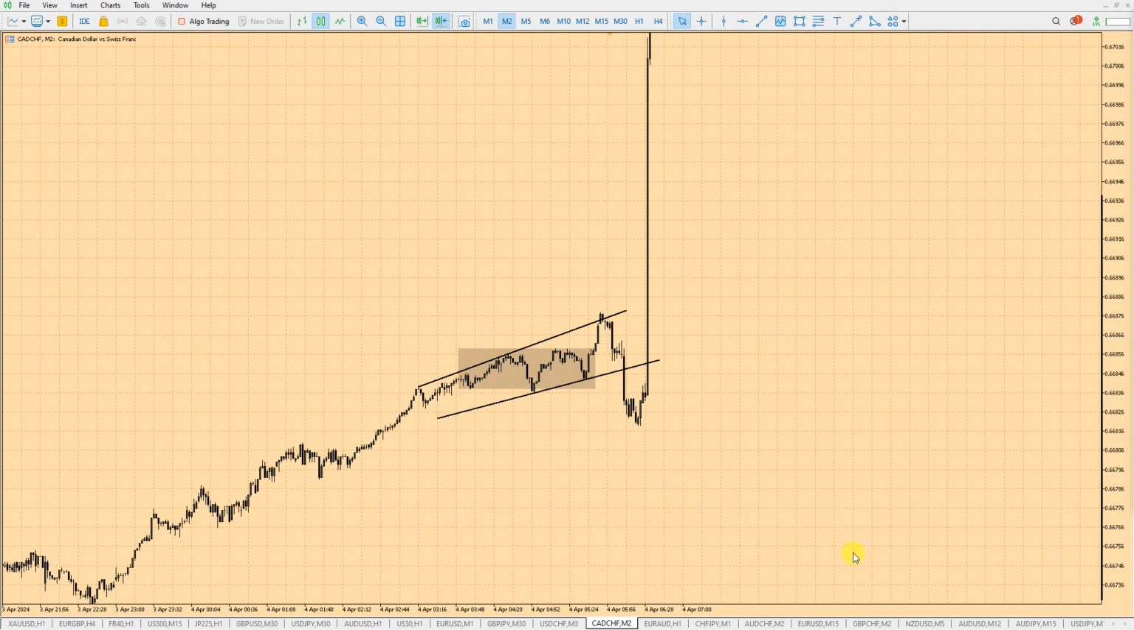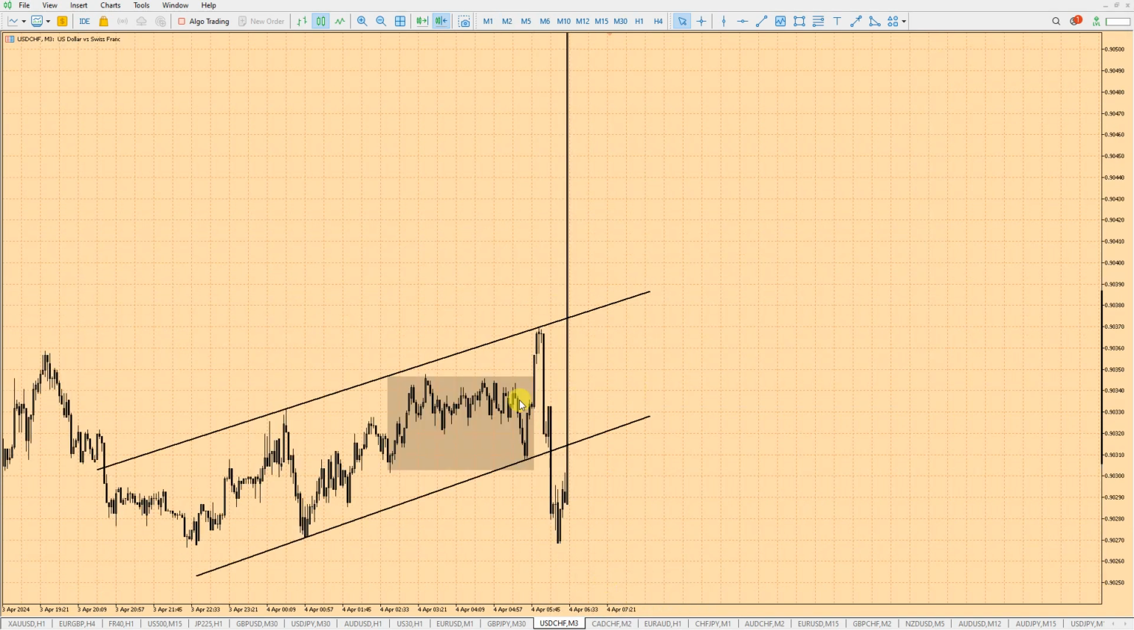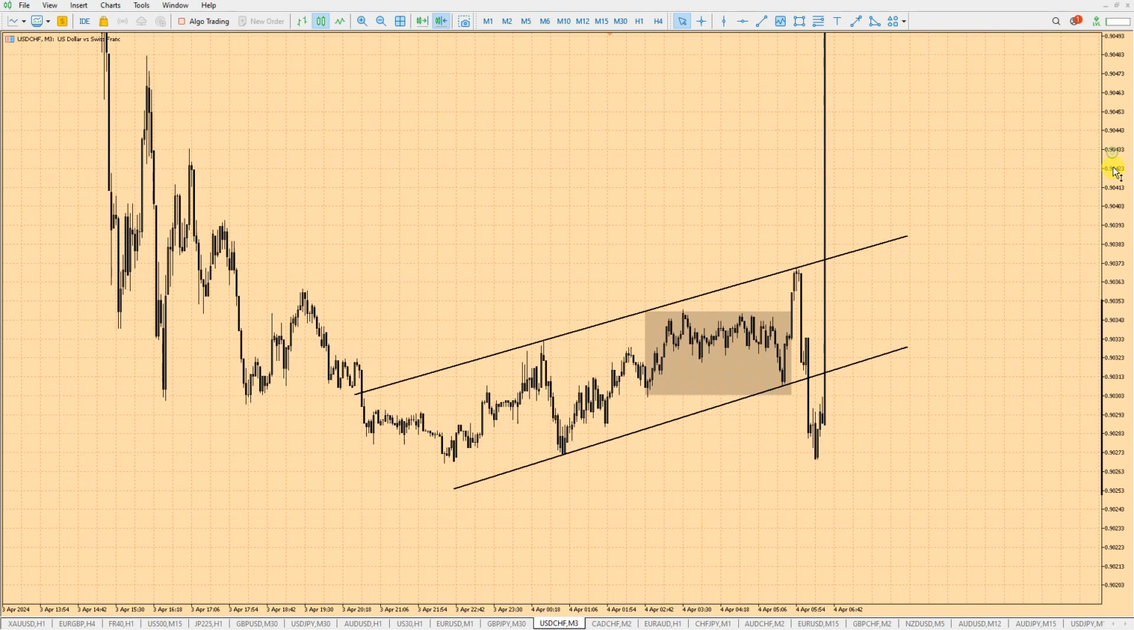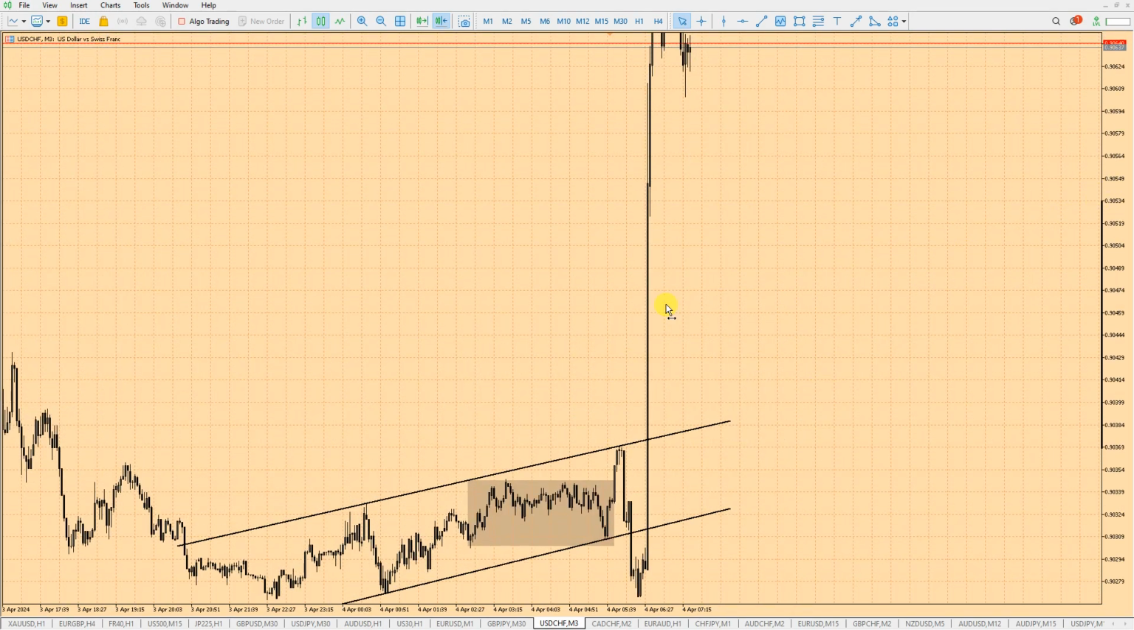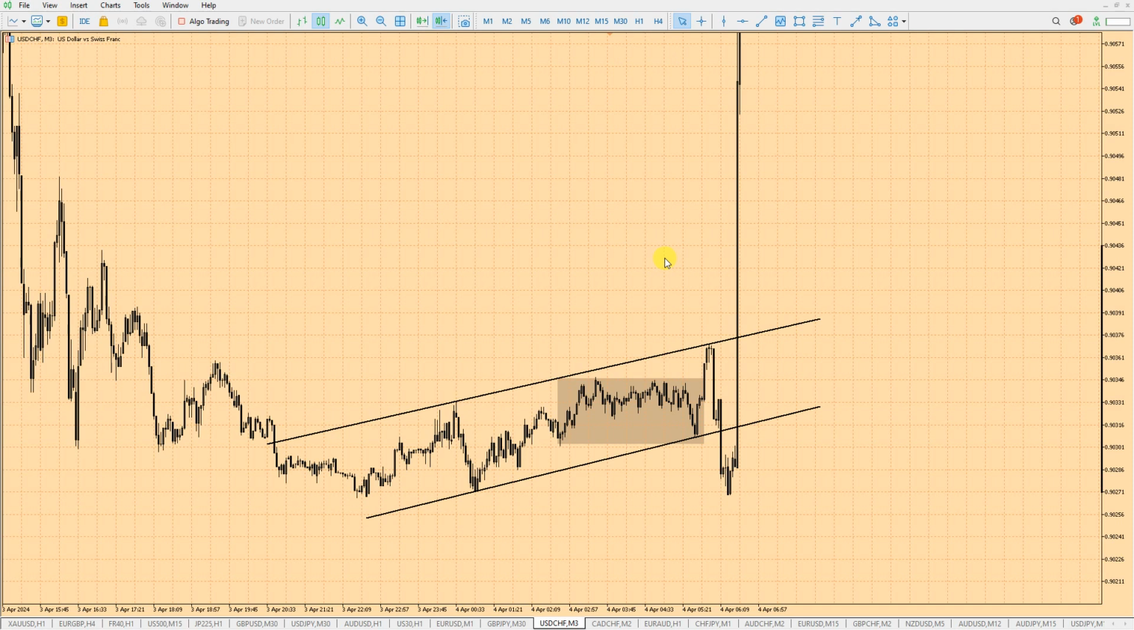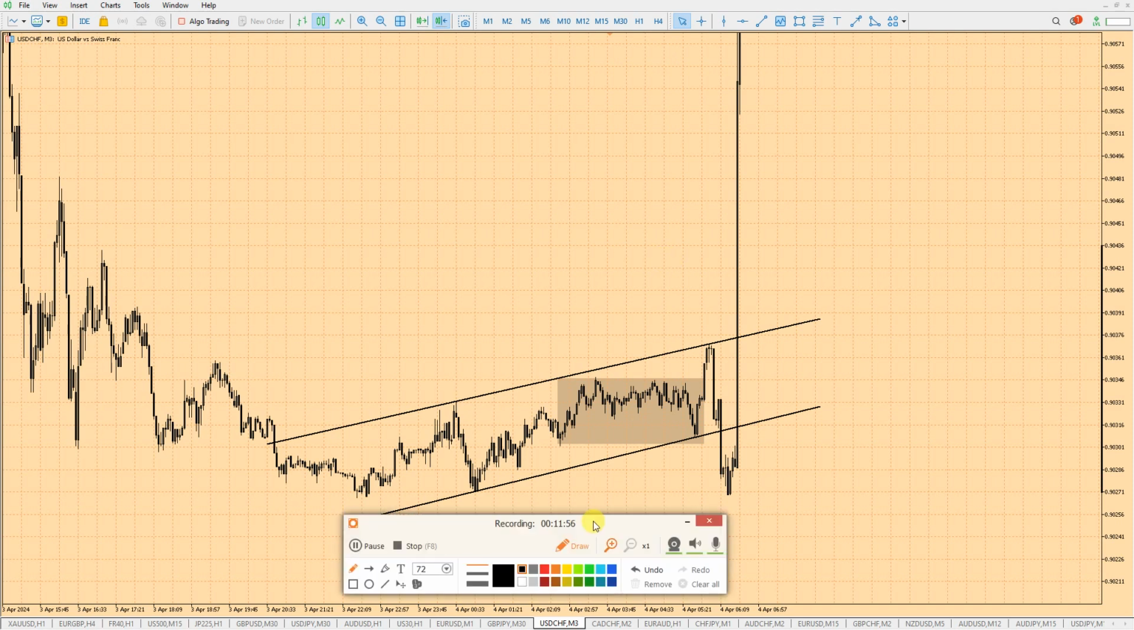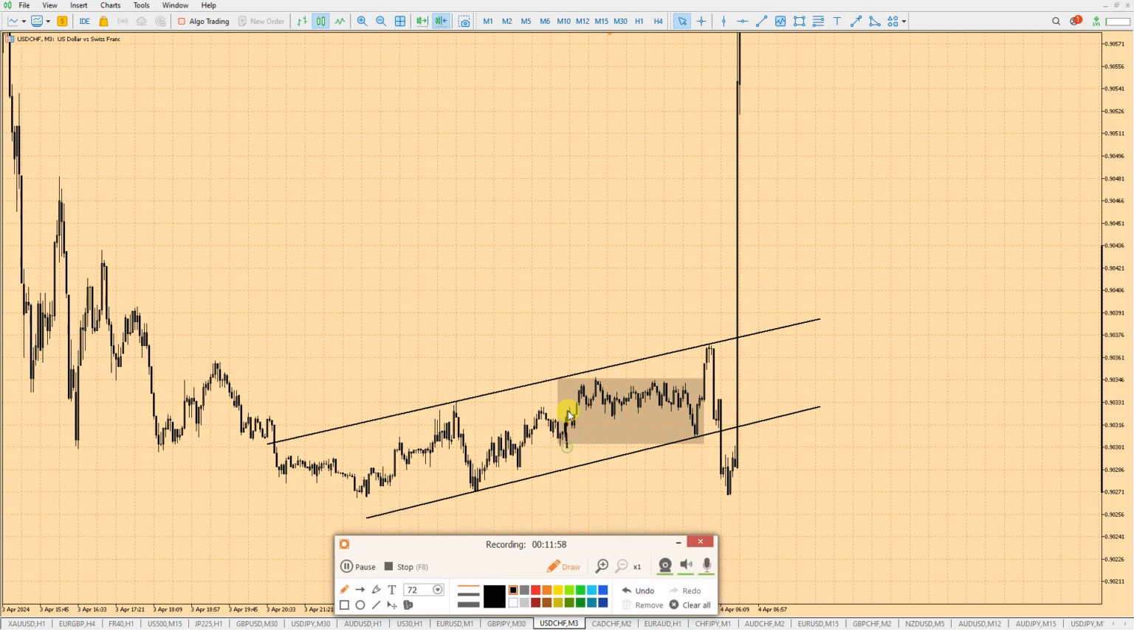And let us move to what? USD CHF. So let me undock it. So this is what I had also on USD CHF. I had a similar thing. So it's something like this. So I had this accumulation here.